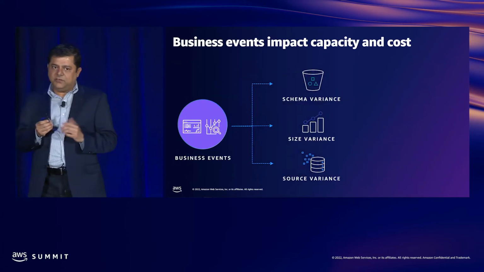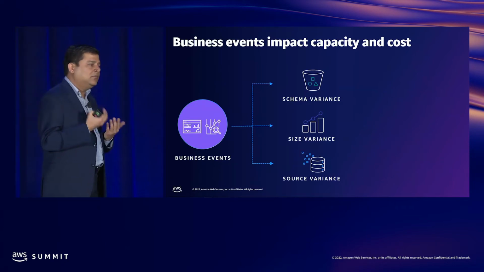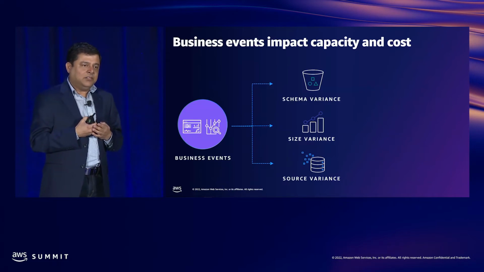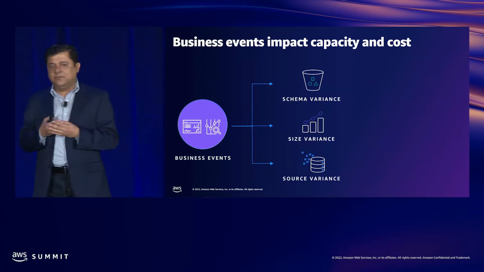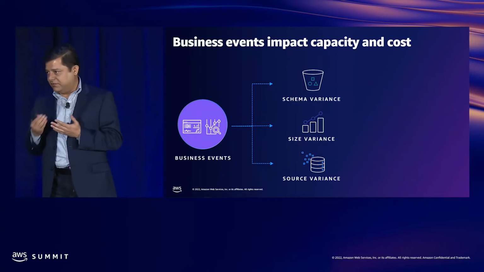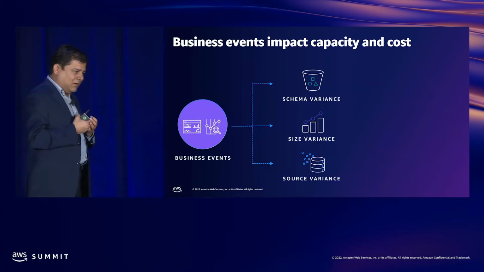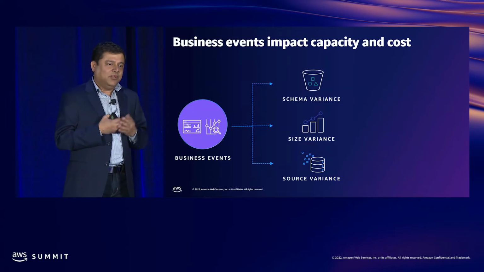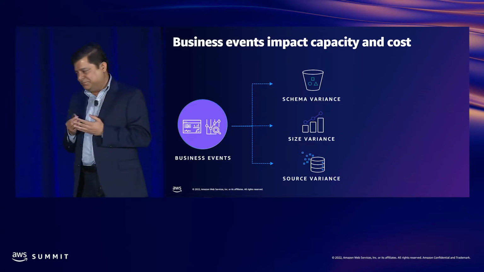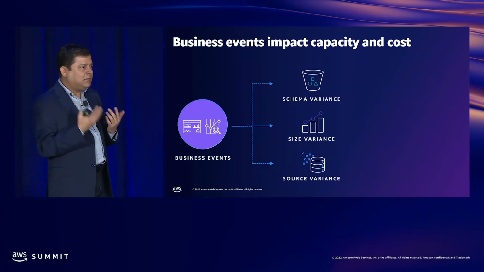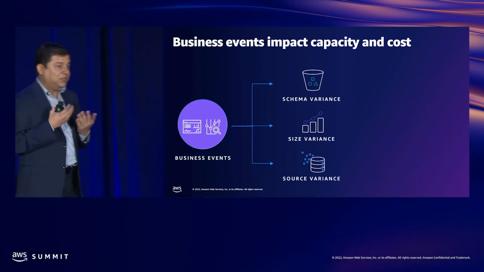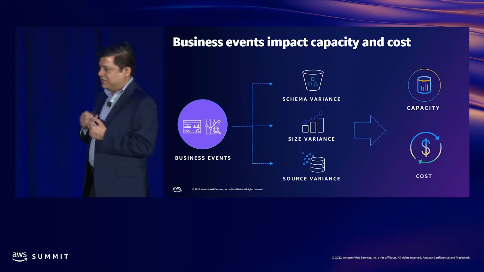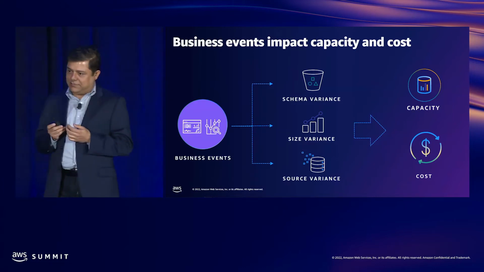There are events where lines of business are requesting ad hoc processing. They just identify a new data source, and you as a data engineer are now responsible for ensuring that you are able to process the data from this new data source. Maybe the application developers decided to drop a column or add a column in the application, which changed the data personality. In all these cases, you have schema variance, you have size variance, and maybe you are dealing with brand new sources. That triggers changes to your capacity calculation and in turn your cost calculation.